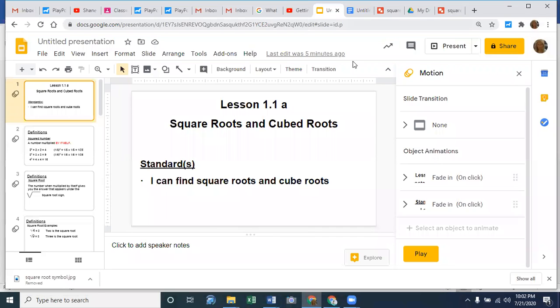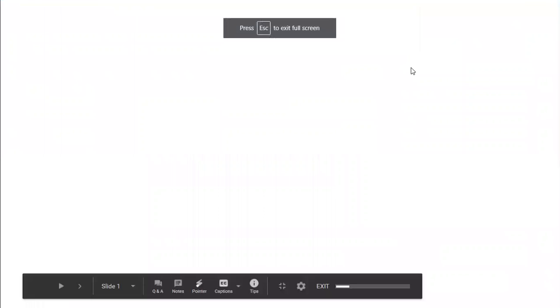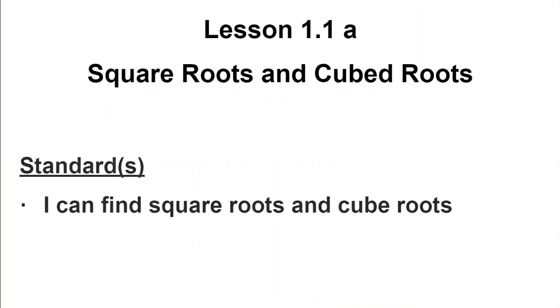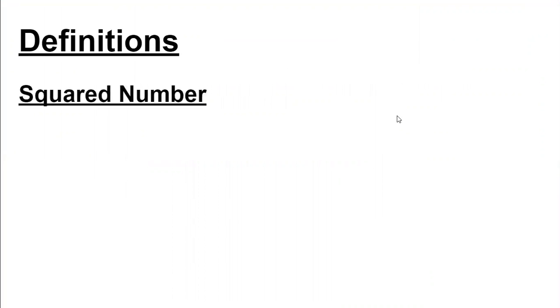So today we are going to be doing a lot of definitions, but all will be necessary for the upcoming lesson. So today's lesson, as I stated, is going to be lesson 1.1a, square roots and cubed roots. The standard that we'll be working on, the objective, is going to be I can find square roots and cubed roots. So starting with definitions, what is a squared number?